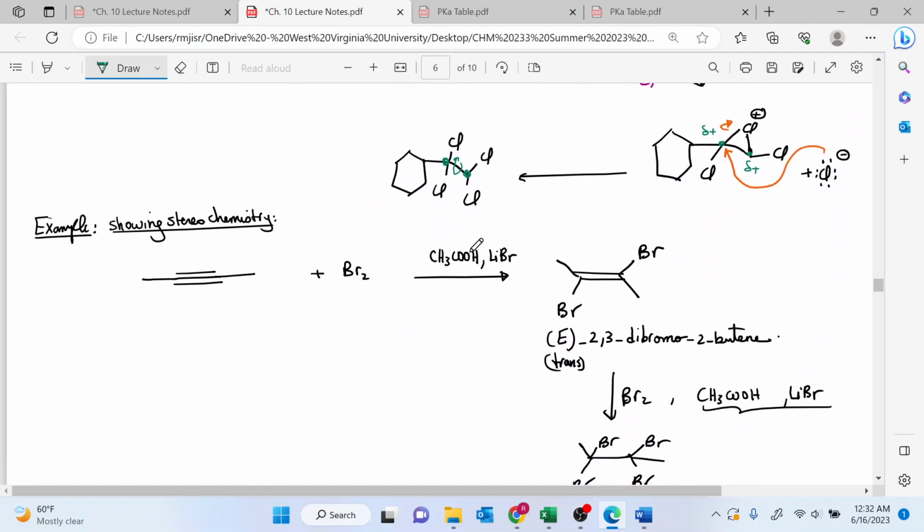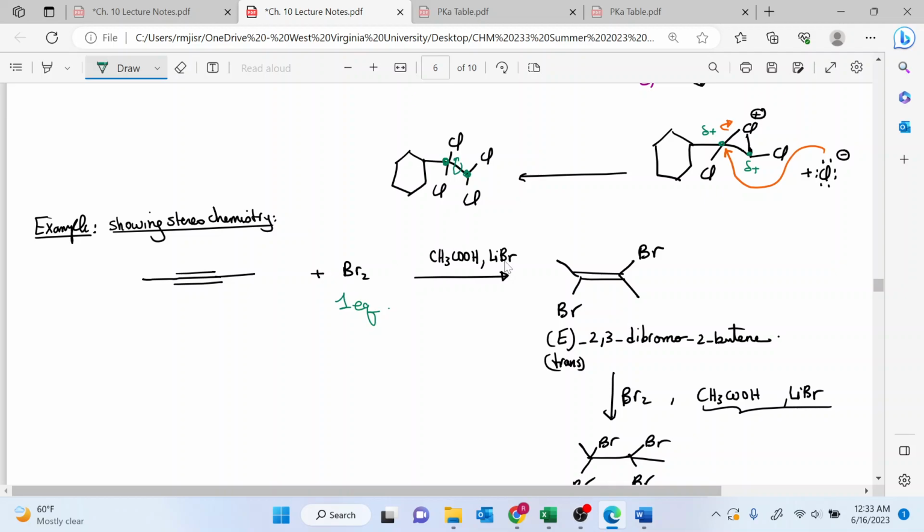Another solvent that we can use is acetic acid with lithium bromide. This is just a solvent. So whenever you see that, just go ahead and ignore it. The only role for this one is to make, again, the bromine and the triple bond miscible with each other. Just ignore. So here in this reaction, I am using 1 equivalent of the bromine.